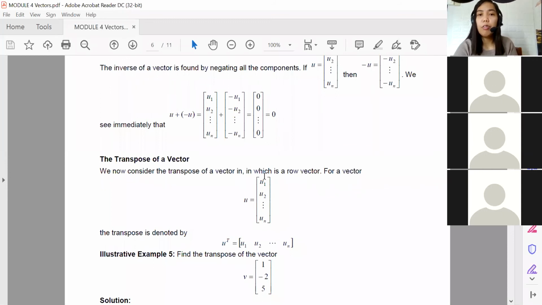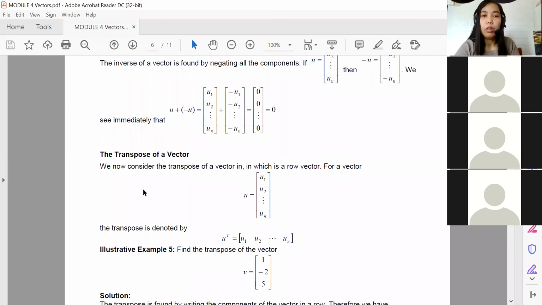For a vector u, when we get the transpose of that, we denote it like this: u with a superscript T. We read this as u transpose. So from a column vector, we're going to change it to a row vector to get the transpose of a given vector.